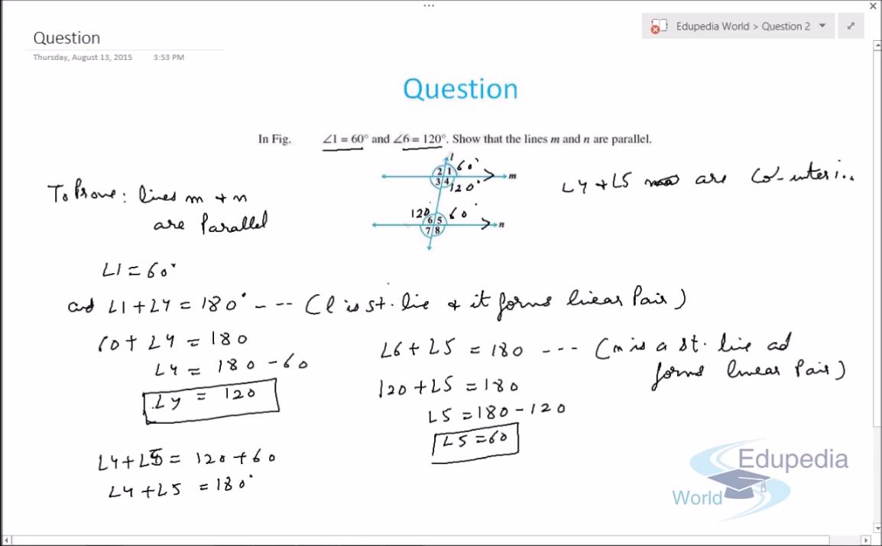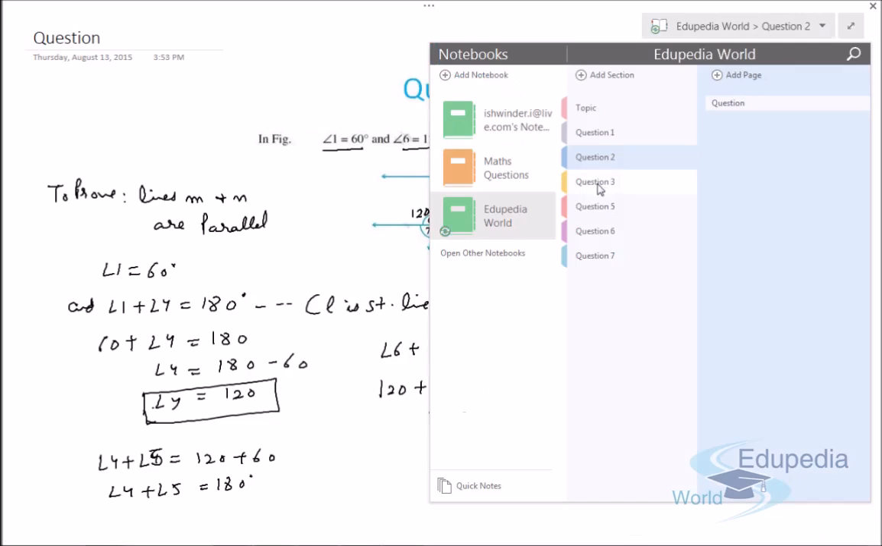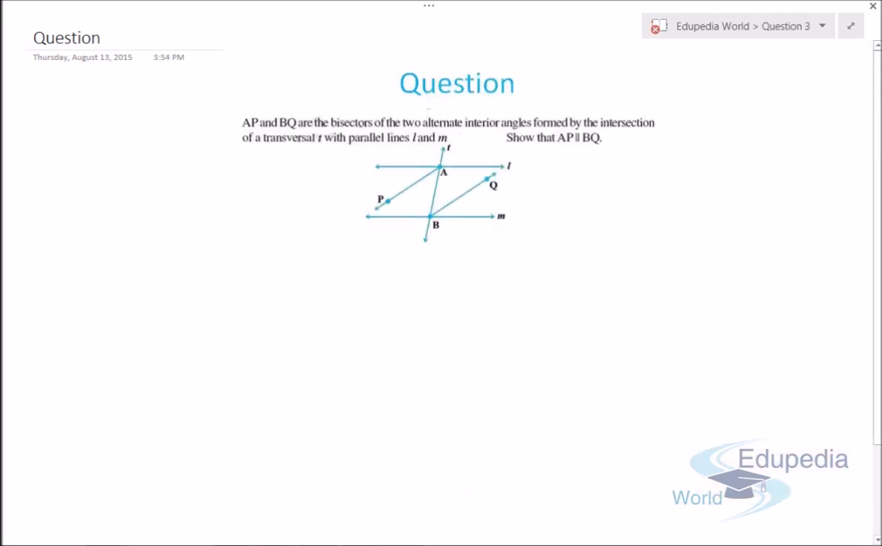They are co-interior angles. So we can say that M and N are parallel lines. So this is how we can prove these type of questions. So let's move on to question number 3 now.